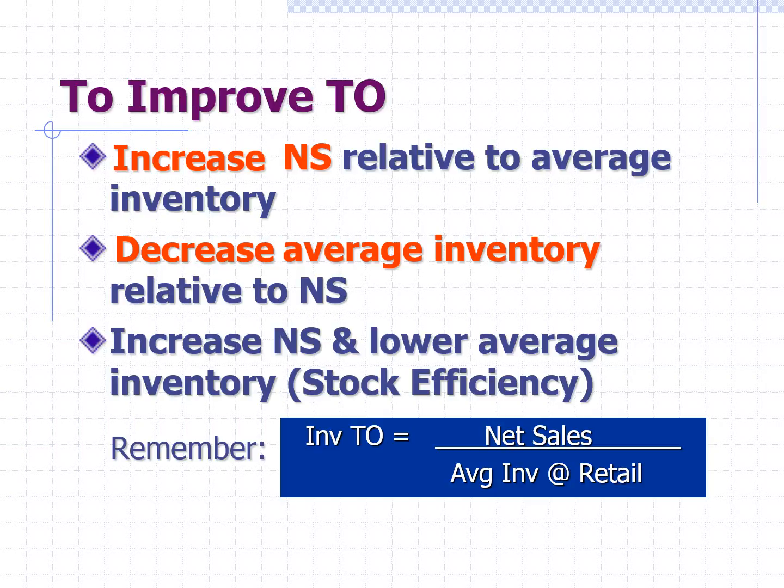Because as we started this module, we talked about what's being efficient. And efficient means less input for the best output, right? So the net sales being the output, we want to increase the output of net sales while we are minimizing our input, right? The effort, which is the average inventory investment. So lowering average inventory and increasing net sales will be the way to improve turnover.